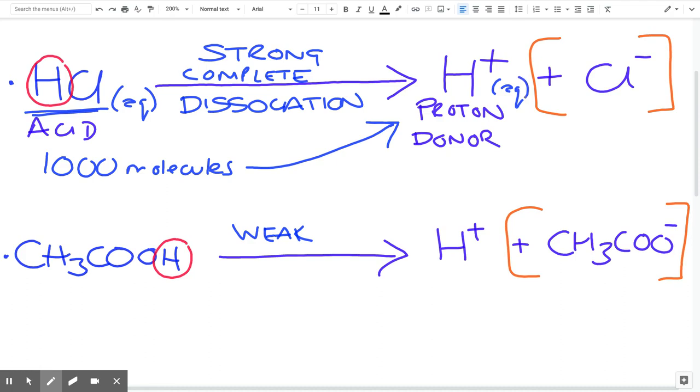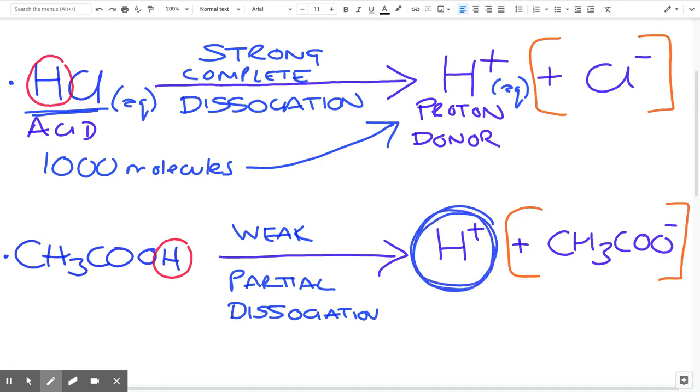Compare that to the ethanoic acid case, and we don't get complete dissociation. We get what's called partial dissociation. And for every million molecules that go into solution, actually a very small number of them donate initially their hydrogen ions. We get a much lower concentration of hydrogen ions.